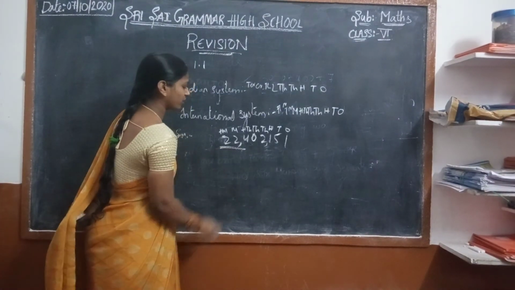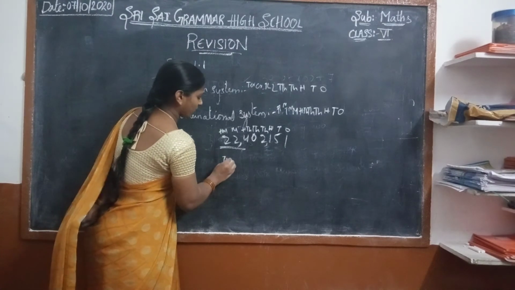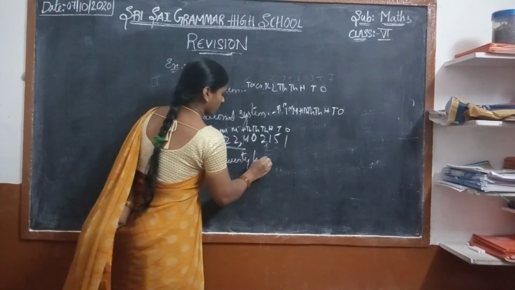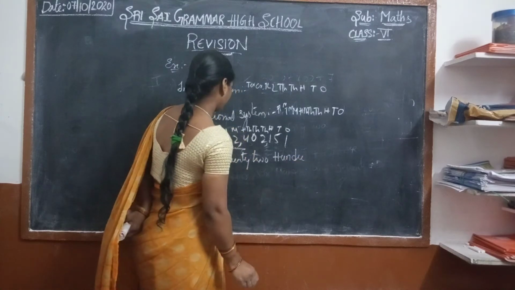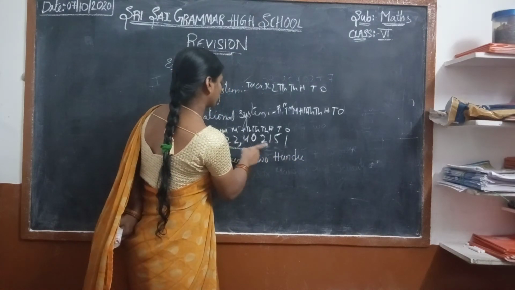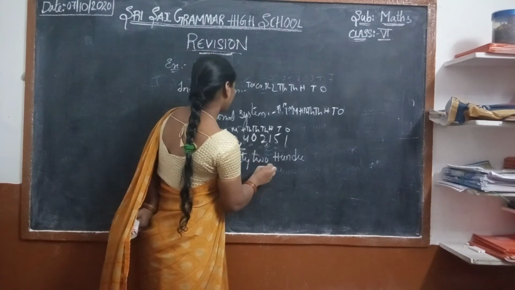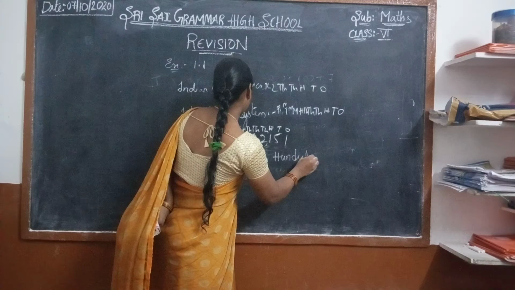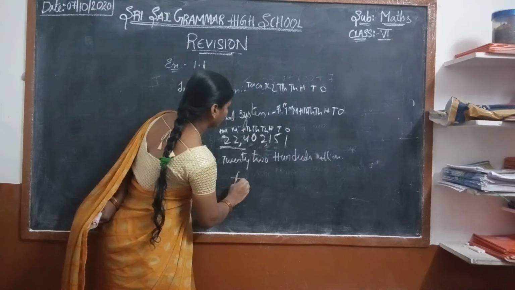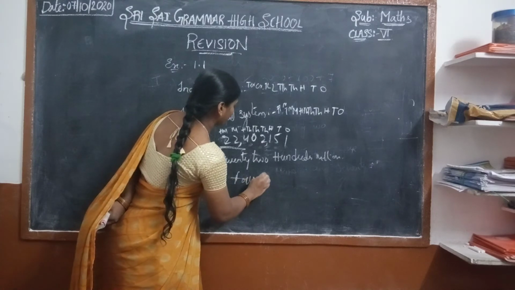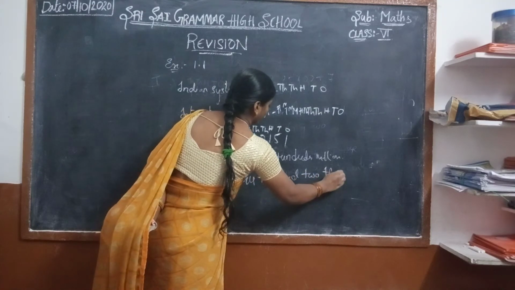Now this 22 is in the millions place. 22 is in the millions place, so we have to write 22 million, then hundreds, 4,000, 400, 2,000.